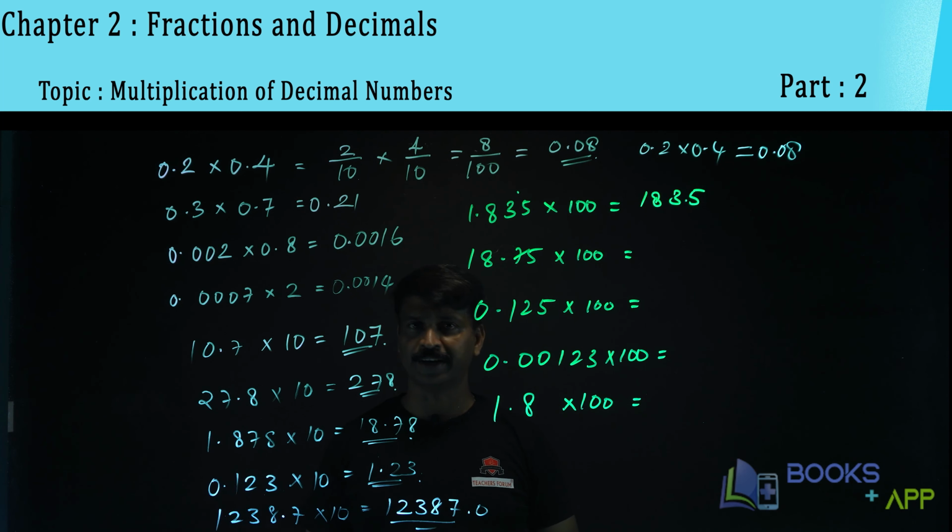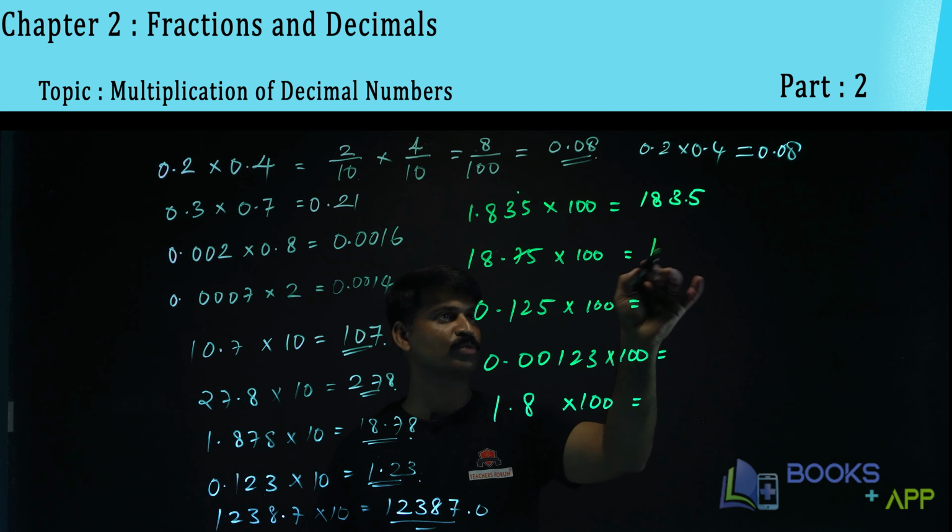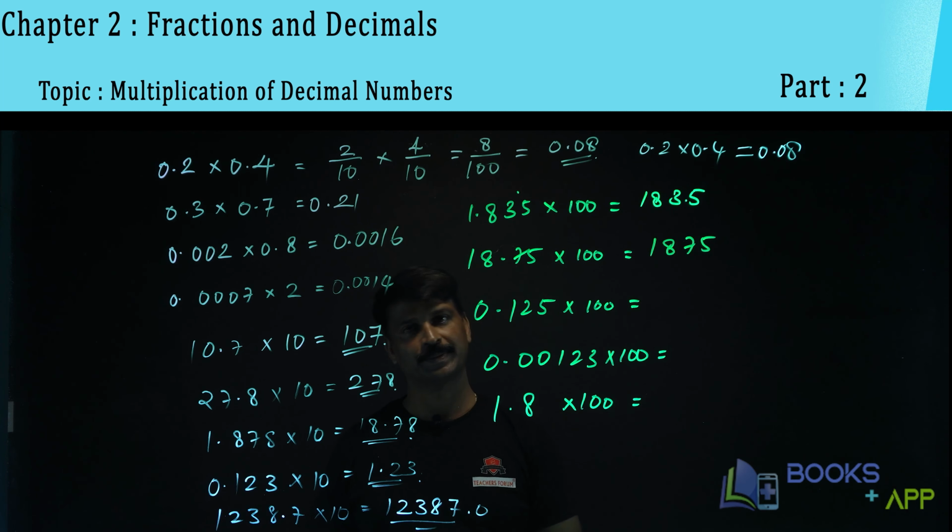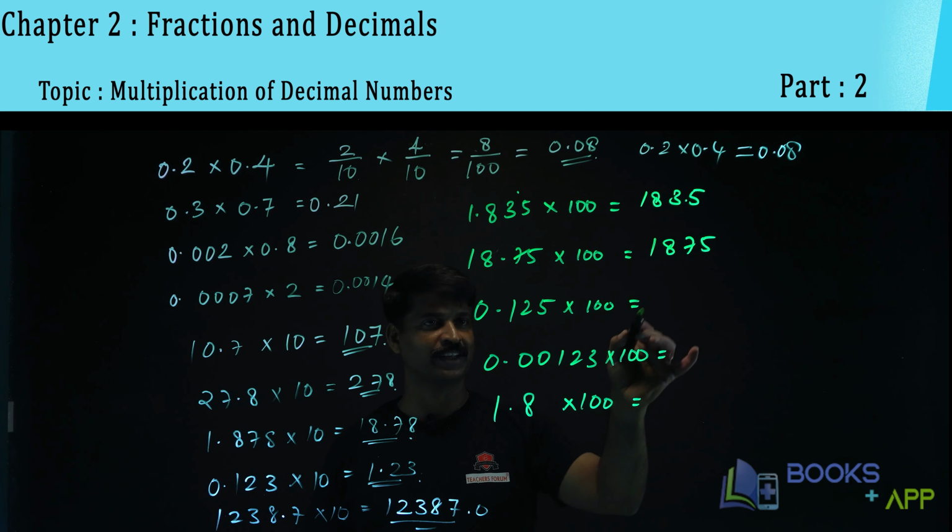You are multiplying by 100. So this point will jump 2 places to the right. So it becomes 1875. When you multiply by 100, this decimal point will jump 2 places to the right. So where will this point be now when you multiply by 100? Yes, you are right, 12.5.